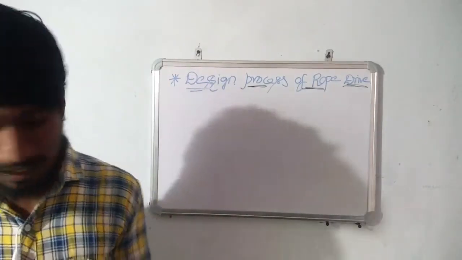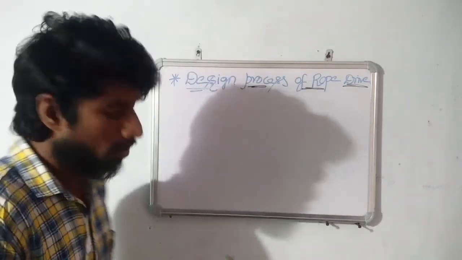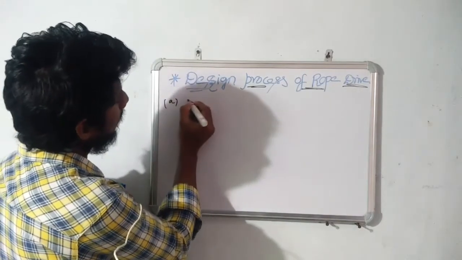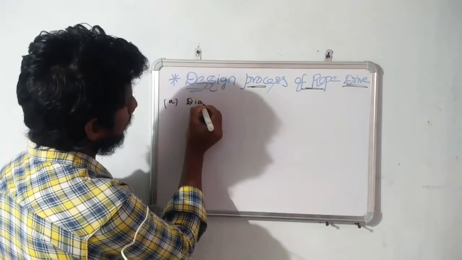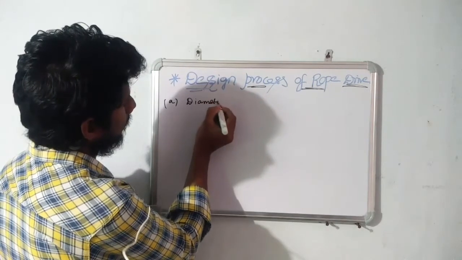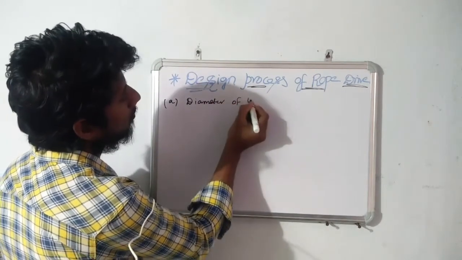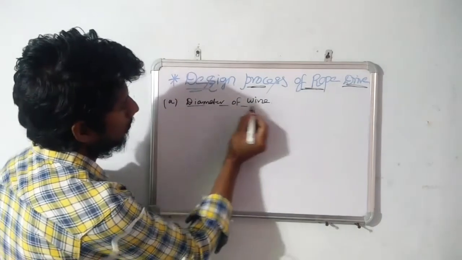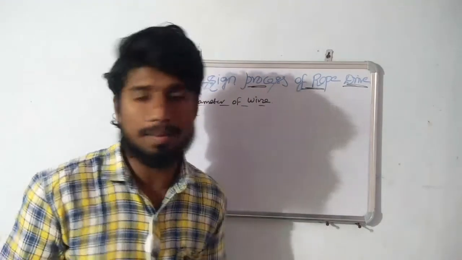So in the general properties of rope wire, mainly we are going to focus on, first one is the diameter of wire. Diameter of wire. So how are we to consider the diameter of wire here?